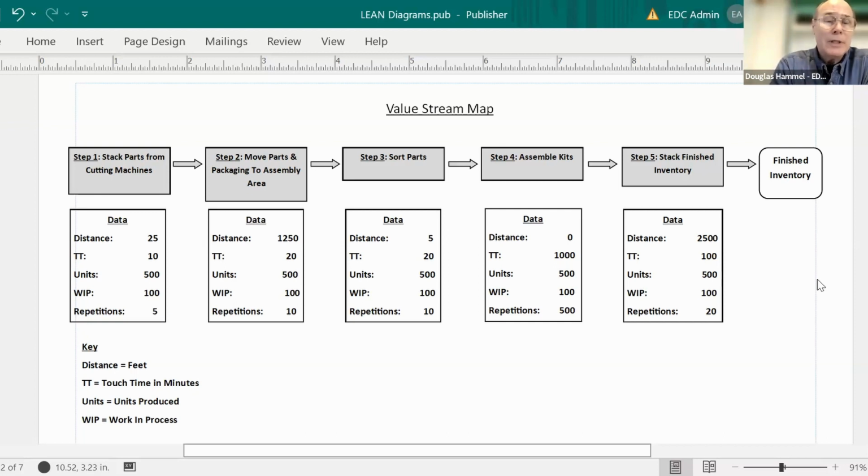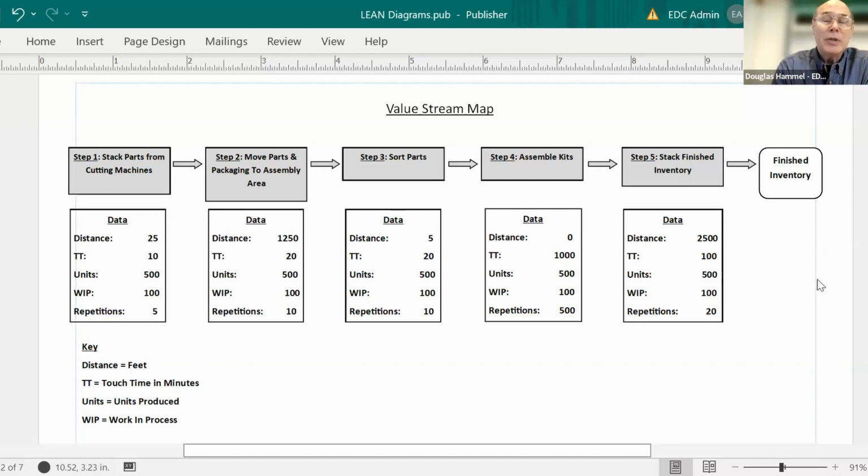And so when we look at the first step and we try to measure that step, and you do have to gather some measurements, you find that the distance to stock parts from the cutting machine is 25 feet. The touch time is 10 minutes. The units are 500. That's going to be the whole process step, 500 units. The work in process is 100. That means anything that's unfinished, or that's begun the process but is not in finished goods, is still laying around somewhere. And then repetitions. There are 5 repetitions in this step of bringing parts from the cutting machine to the location where they're stored.